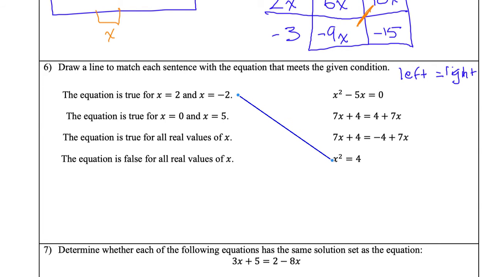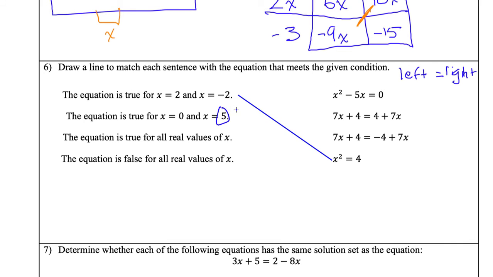All right, so let's try another one. Let's plug in 0 and see if it works for any of these. 0 squared is 0. 0 times 5 is 0. Does 0 equal 0? Yeah. That seems to work. Let's check it one more time.